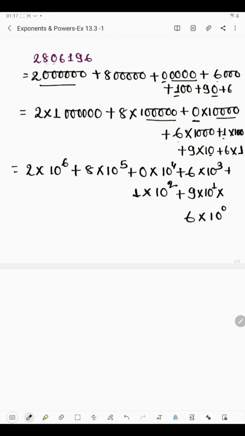So the answer of this will be 2 into 10 to the power 6, plus 8 into 10 to the power 5, plus 0 into 10 to the power 4, plus 6 into 10 cube, plus 1 into 10 square, plus 9 into 10 to the power 1, plus 6 into 10 to the power 0. Okay, if you want to write in expanded form, you will have to write in this way. Okay, now coming to next part.